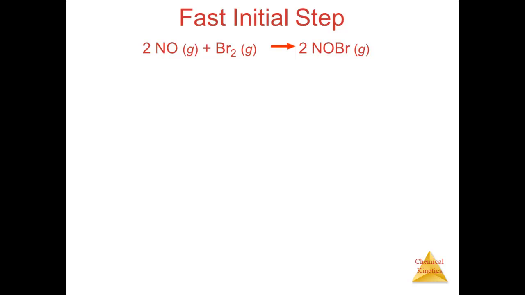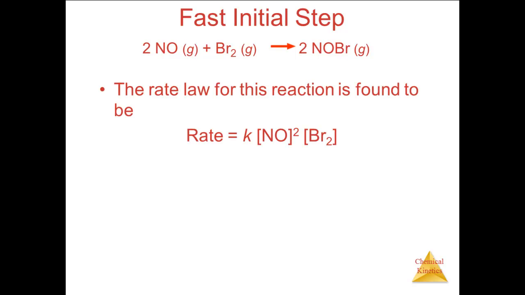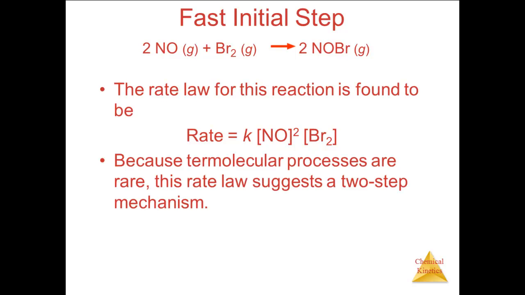Let's look at another example. In this case, the reaction is 2NO gas plus Br2 gas gives 2NOBr gas. The experimentally determined rate expression is rate equals k times the concentration of NO squared times the concentration of Br2, a third-order reaction. It is possible that the reaction is a single step, but this rarely happens, so it is more likely to be a 2-step mechanism.